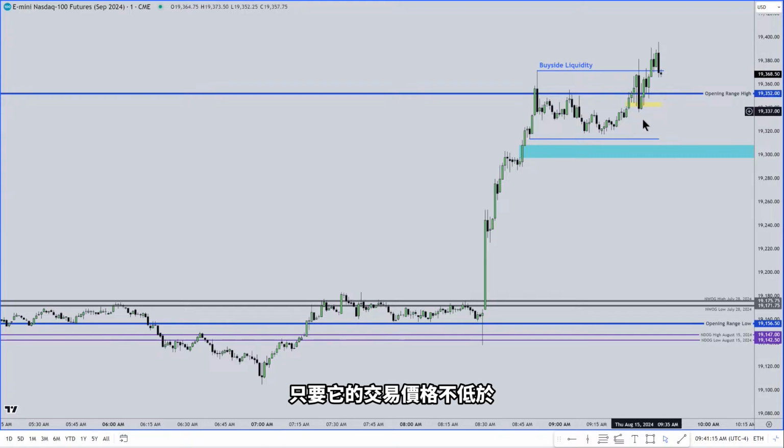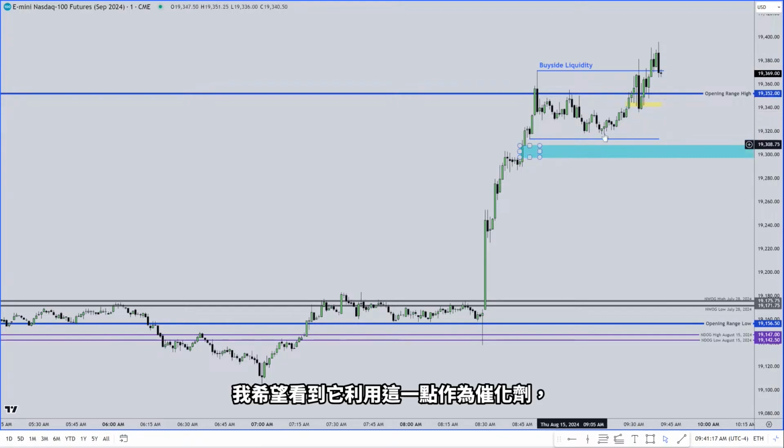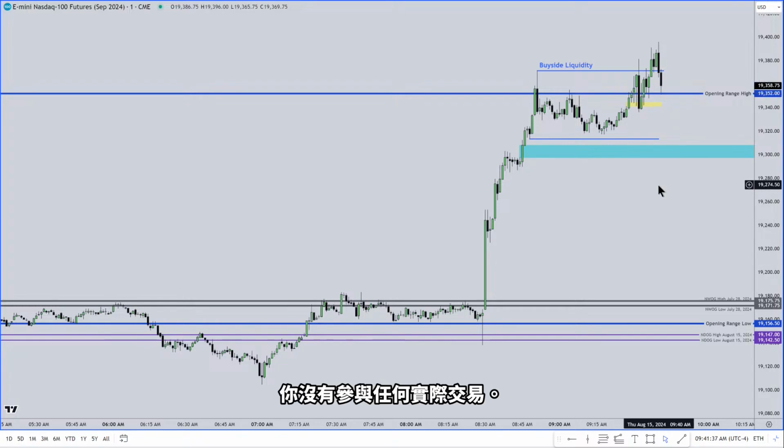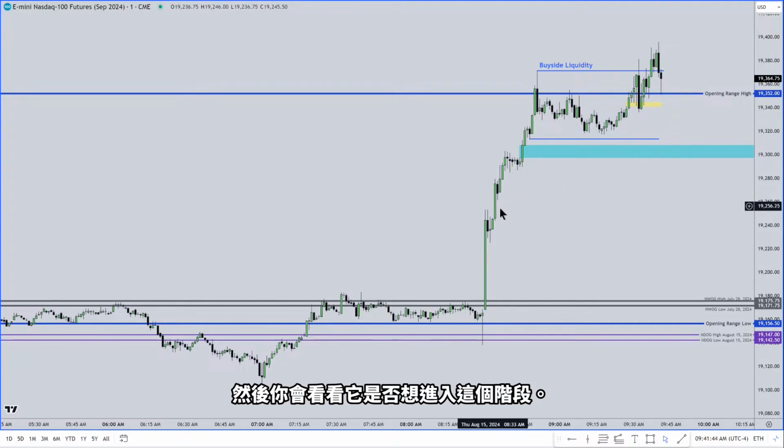As long as it doesn't trade below these lows or into this gap here, I'd like to see it use that as a catalyst to bring us down into that. And then, hypothetically, Caleb, what you would say is, I want to see if it does these very things. This would be a screenshot if it goes down there after keying off that. That's a screenshot for a short idea that you're not demoing, you're not in any kind of actual trade, you're just watching it. And then you would say, okay, partial taken here, and then you would look to see if it wants to get down into this one. But you're taking one step at a time.